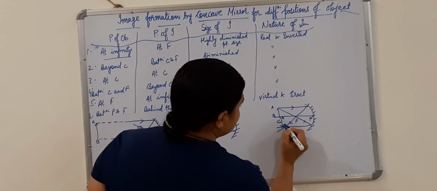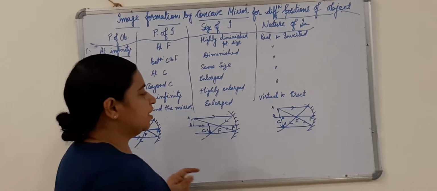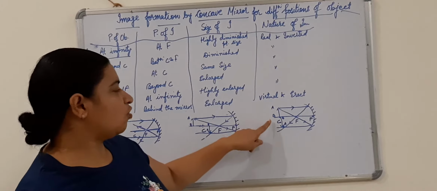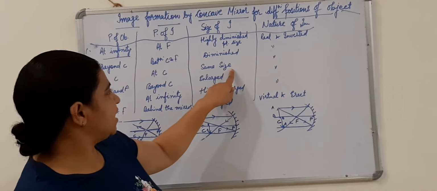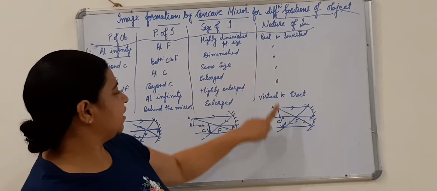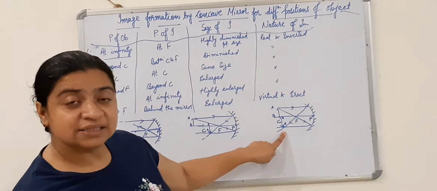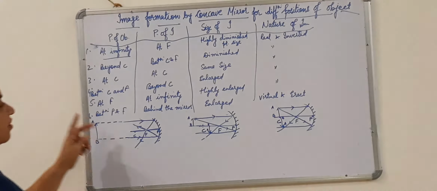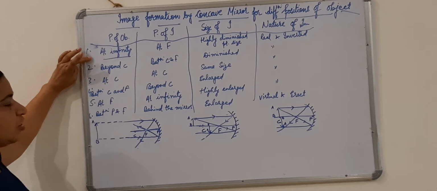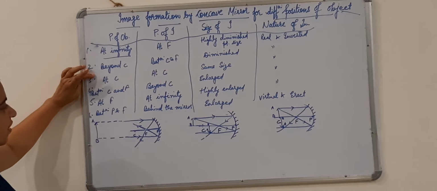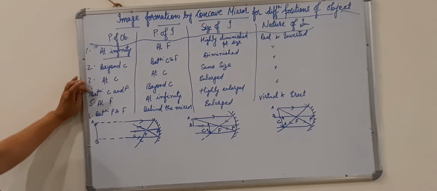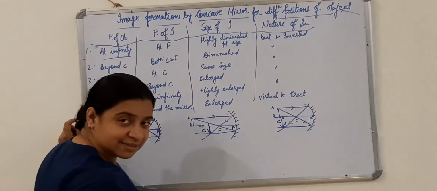This is A'B' because this is inverted. Real and inverted, of the same size, and the image is formed at C. So these are the three positions. First, when the object was at infinity. Second, when the object was beyond C. And third case, when the object was at C.